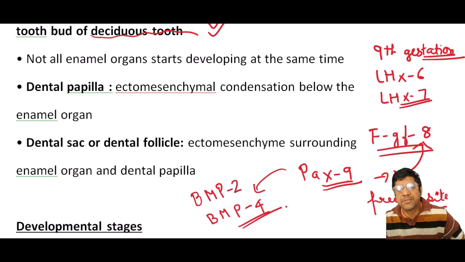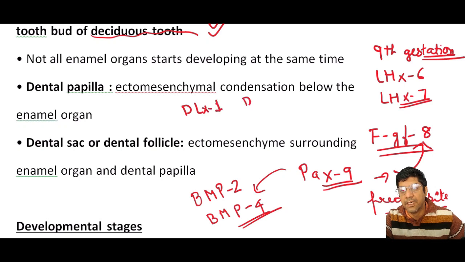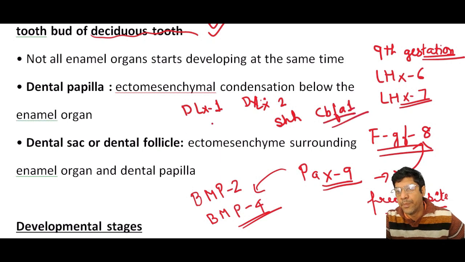So several other genes expressed in the oral epithelium, regulated or influenced by these signaling proteins, would determine the tooth germ position. Genes like DLX1, DLX2, SHH, SBFA1 gene, PAX9 gene, they are important for various stages of the tooth development.